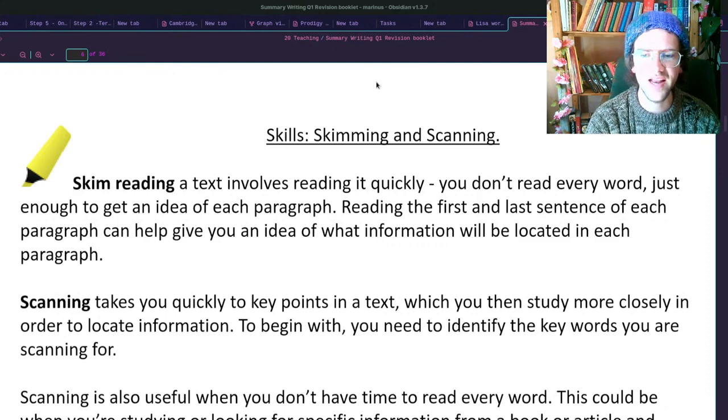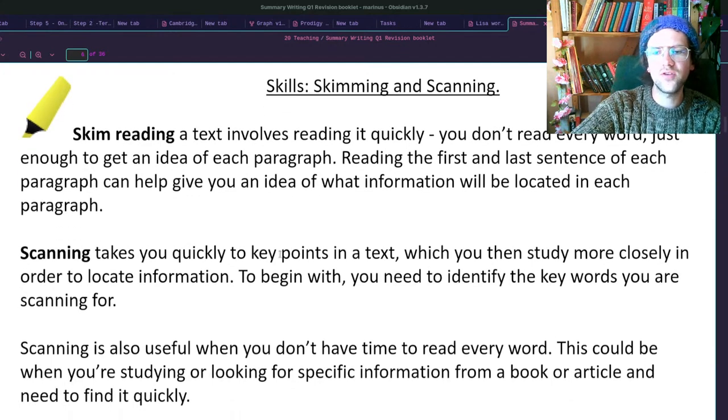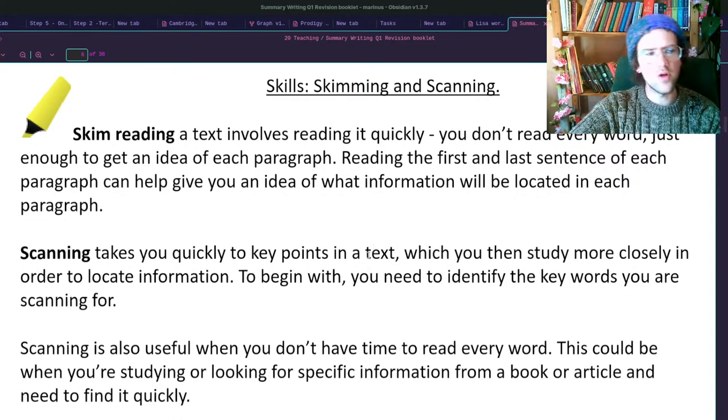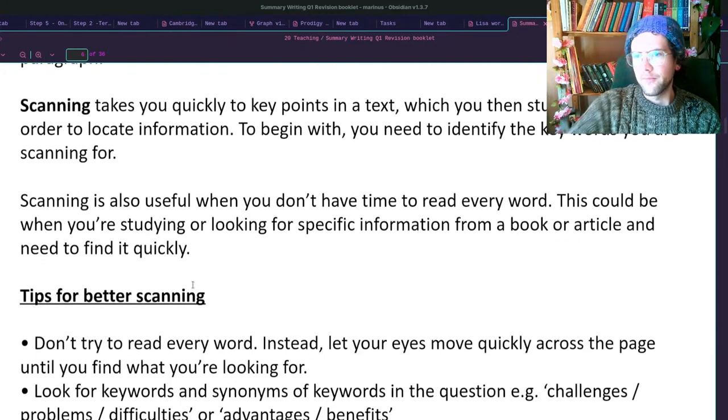Next, you need to scan. Scanning allows you to go to the key points in the text, so you're looking for specific words and specific phrases. By the way, when we mark your work, we are scanning a lot of the time. We are looking for specific points and specific phrases. So make sure that you are leading the person marking your work through your answer so that we can find those specific things. Does that make sense?